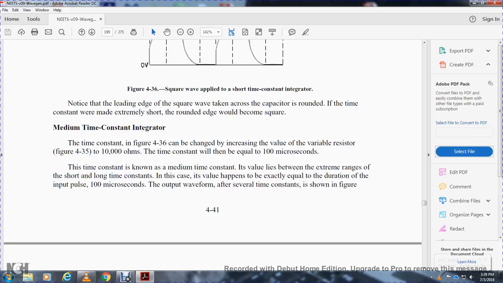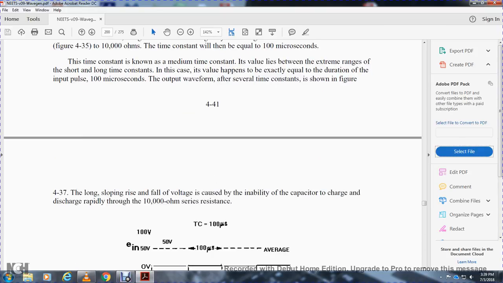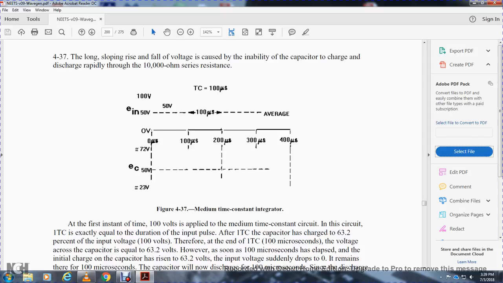Medium time constant integrator. The time constant shown in figure 4-36 can be changed by increasing the value of the variable resistor in figure 4-35 to 10,000 ohms, so the time constant will equal 100 microseconds. This is known as a medium time constant value, which lies beyond the extreme range of the short and long time constants. In this case, the value happens to equal the duration of the input pulse of 100 microseconds. The output waveform after several time constants is shown in figure 4-37, with the long sloping rise and fall of the voltage caused by the inability of the capacitor to charge and discharge rapidly with 10,000 ohms of series resistance.